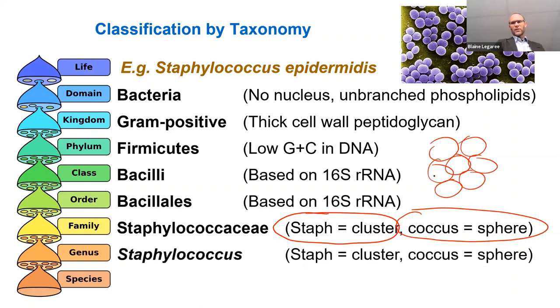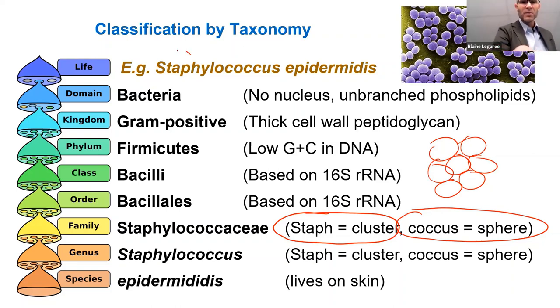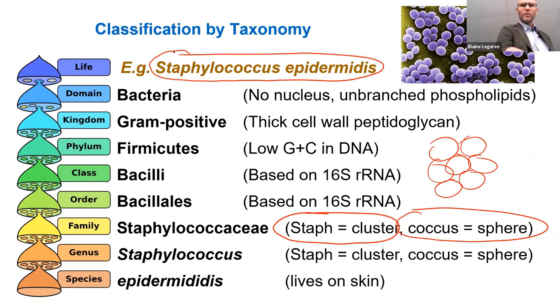So the genus is Staphylococcus, which means the same thing. This is a very, very large group of gram-positive organisms, and the species is epidermidis. So there's the name, Staphylococcus epidermidis, and right in the name, we can tell that it's staph, clustered spheres, coccus, and epidermidis, well, that means skin. So this is something that lives on your skin.